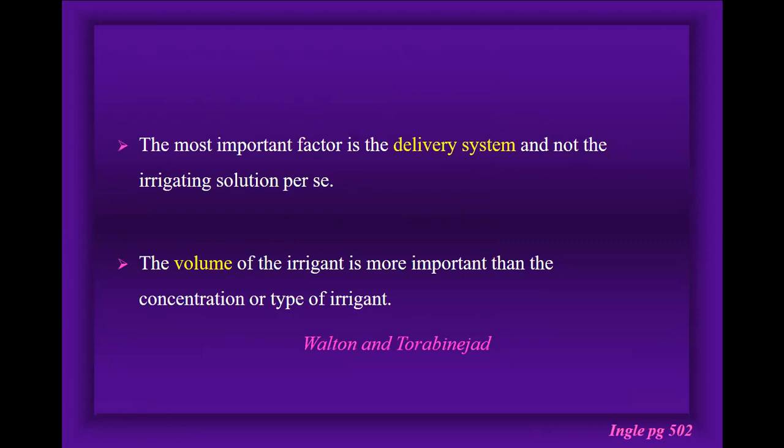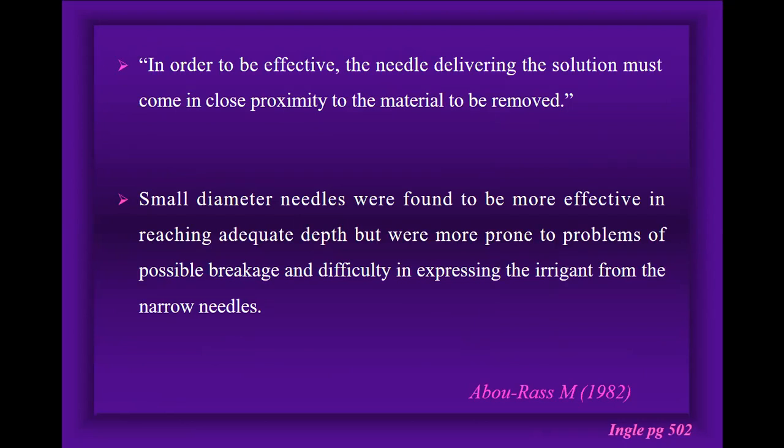The most important factor is the delivery system and not the irrigating solution per se. The volume of the irrigant is more important than the concentration or type of the irrigant, by Boutsioukis and Torabinejad. In order to be effective, the needle delivering the solution must come in close proximity to the material to be removed. Small diameter needles were found to be more effective in reaching the adequate depth, but were more prone to problems of possible breakage and difficulty in expressing the irrigant from the narrow lumen.